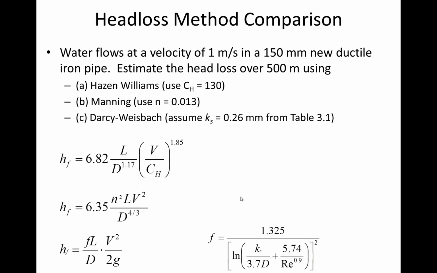What we'll do next is take a look at an example where we're comparing these three different methods to find the energy loss due to pipe friction over a 500-meter length of pipe, where we know that the flow velocity is 1 meter per second and that the diameter of the pipe is 150 millimeters. So what we're going to do in this comparison is find out how much energy loss the Hazen-Williams equation predicts, how much Manning's equation predicts, and Darcy-Weisbach, which we assume is the most accurate.